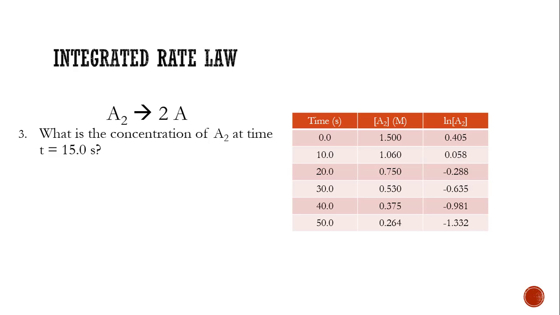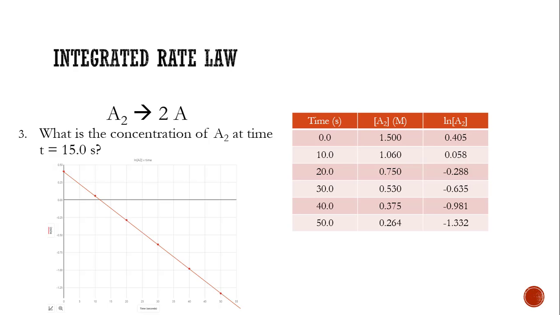Question number 3. What is the concentration of A sub 2 at time t equals 15 seconds? See if you can figure this out, then come back and we'll run through it. Go. And it turns out there are 2 ways to get this answer. If you have the graph, go to 15 seconds on the x-axis and draw a straight line perpendicular to the x-axis until you hit the line of best fit. Make a 90-degree turn to the left, draw the line, and then read your answer off the graph.